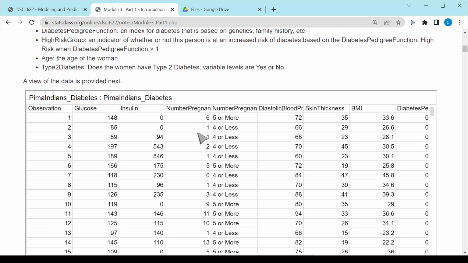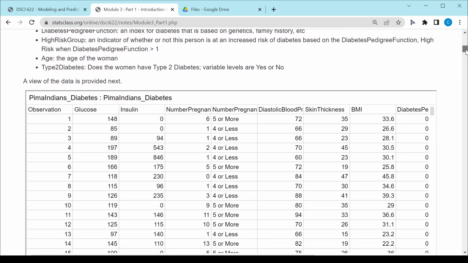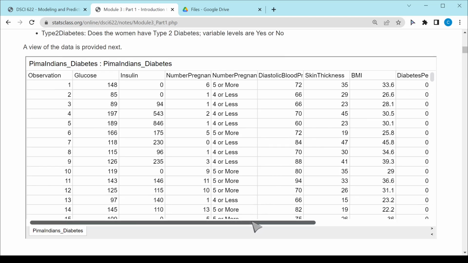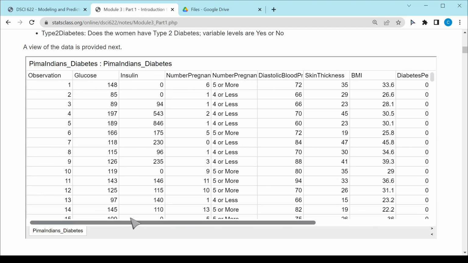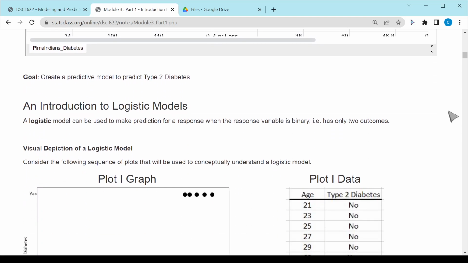Here's what the data looks like. There are a few variables here, but we are going to just start with a simple model. The variable that I want to predict is way over here on the right, and that is whether or not this person has type 2 diabetes. These are all women in this data set. The predictor variable that I'm going to consider is just age. In the next module, we will consider some of the other variables present in the data set. So the goal is to create a predictive model so that I can get the best prediction possible for type 2 diabetes.